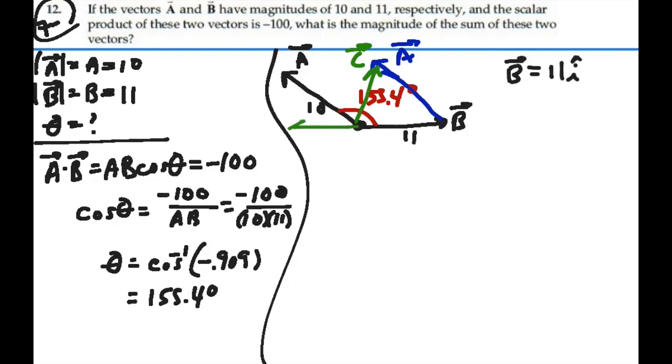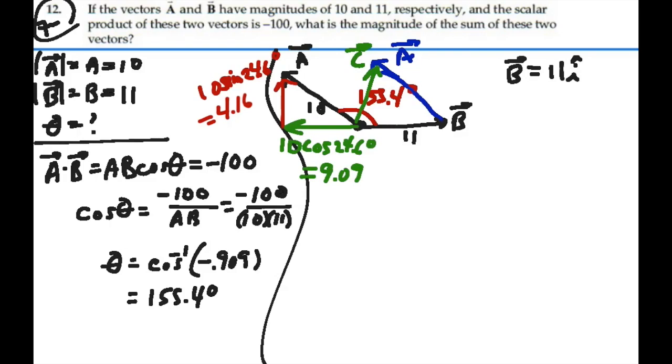It's got an x component like this, which is going to be equal to 10 times the cosine of 180 minus 155.4. That's going to be cosine of 24.6 degrees. And that's equal to what? 9.09. And then the other component is this component right here, which is going to be 10 times the sine of 24.6 degrees. And that's equal to 4.16.